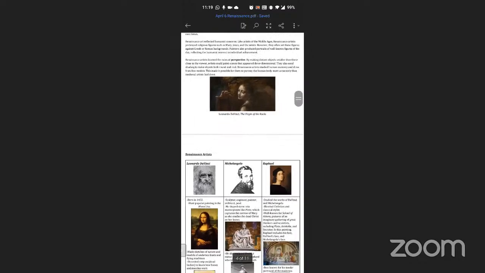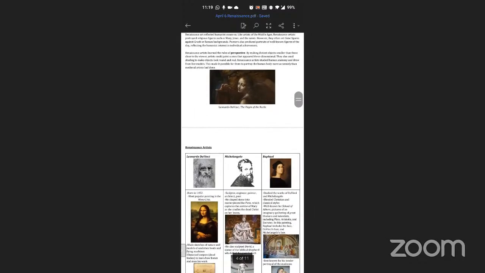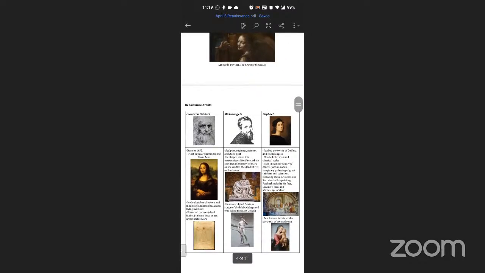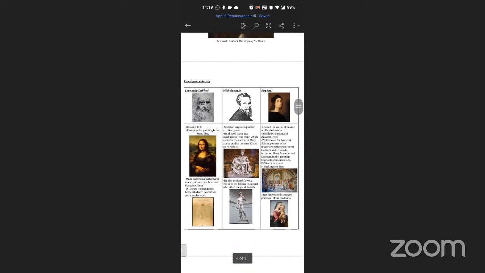If you can see my screen, these were the Renaissance artists: Leonardo da Vinci, Michelangelo, Raphael. Leonardo da Vinci was born in 1452. His most popular painting is the Mona Lisa. He made sketches of nature and models of undersea boats and flying machines. He dissected corpses, dead bodies, to learn how bones and muscles work.